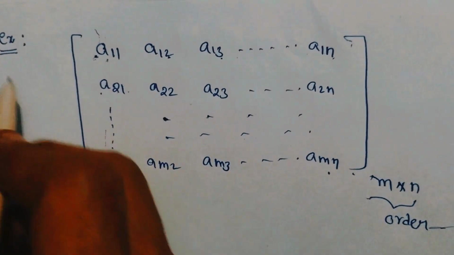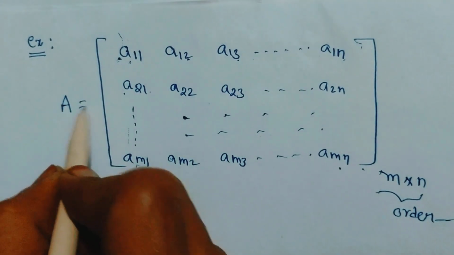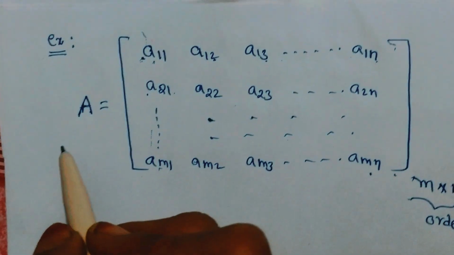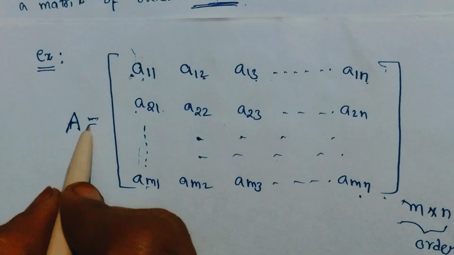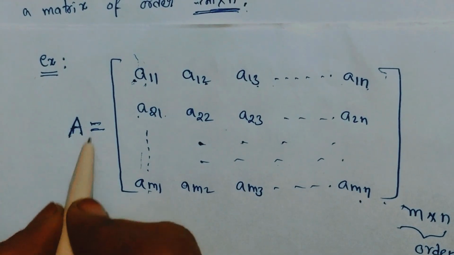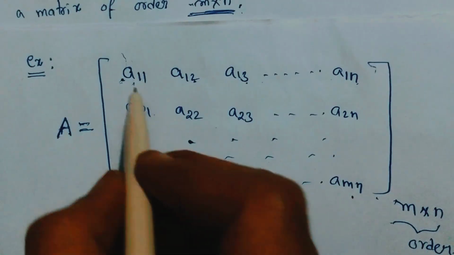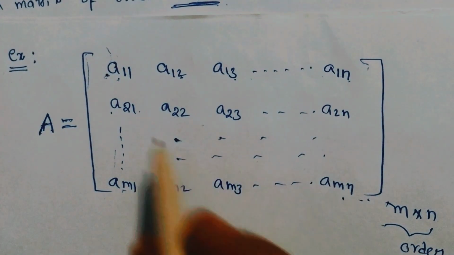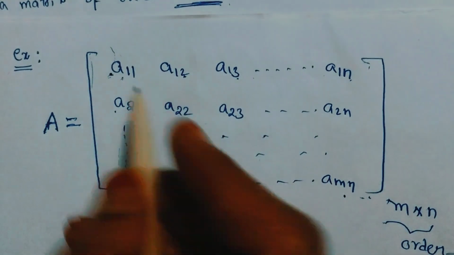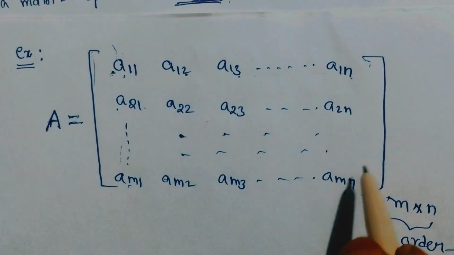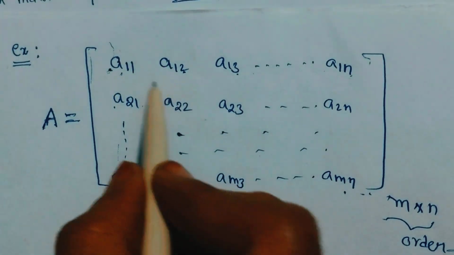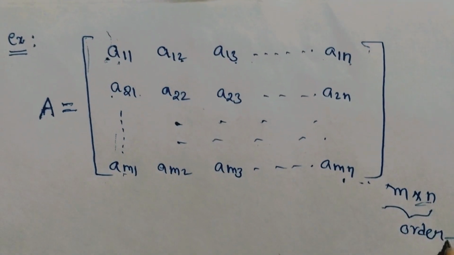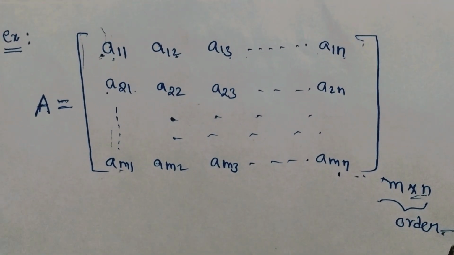This is called the order of the matrix. The symbol of a matrix is A or B or anything. Observe that the symbol of the matrix is in capital letters, and the elements of the matrix are symbolized with small letters. These are called elements. This is the m by n matrix, the order of the matrix.